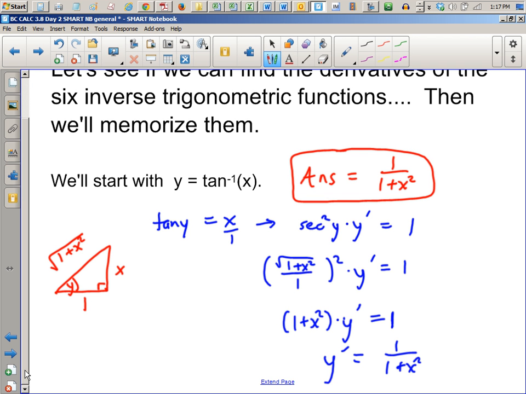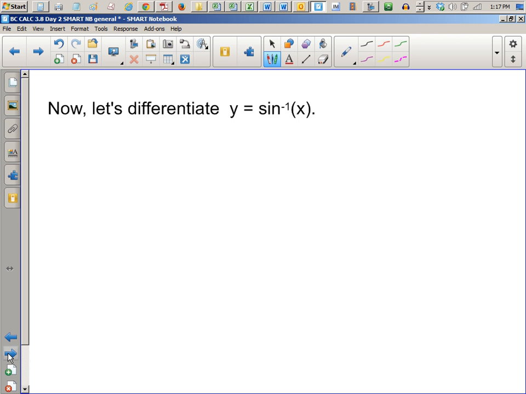Next up is arcsine. I can write that as sine y equals x, or sine y equals x over 1. I can draw a red triangle where the angle is y. This time it's the opposite that's x, and the hypotenuse is 1. So the third side would actually be the square root of 1 squared minus x squared. So this is my third side this time.